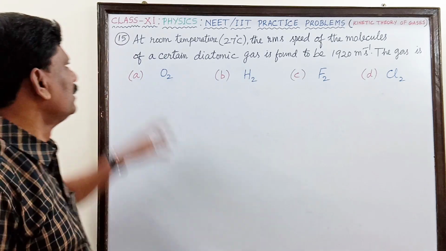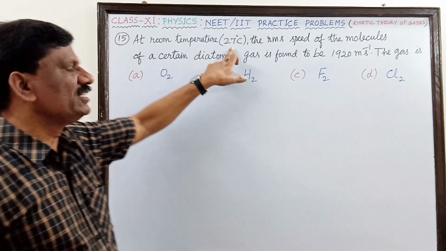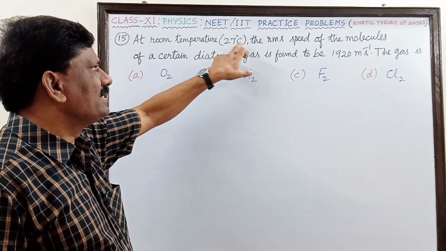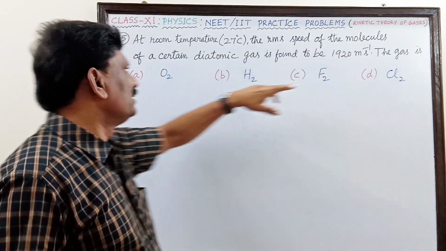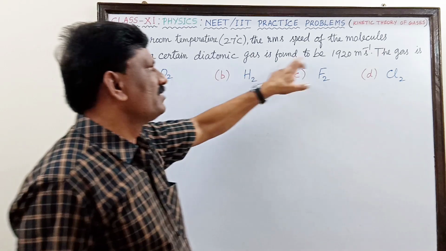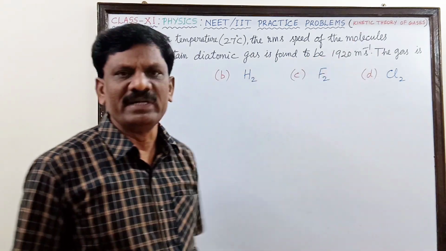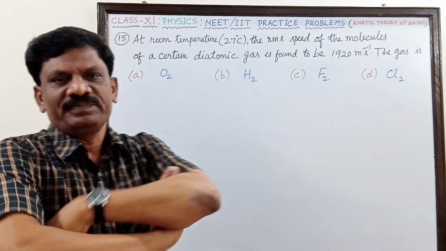Hi students, MCQ number 15. At room temperature 27 degree Celsius, the RMS speed of the molecules of a certain diatomic gas is found to be 1920 meters per second. The gas is to be identified.